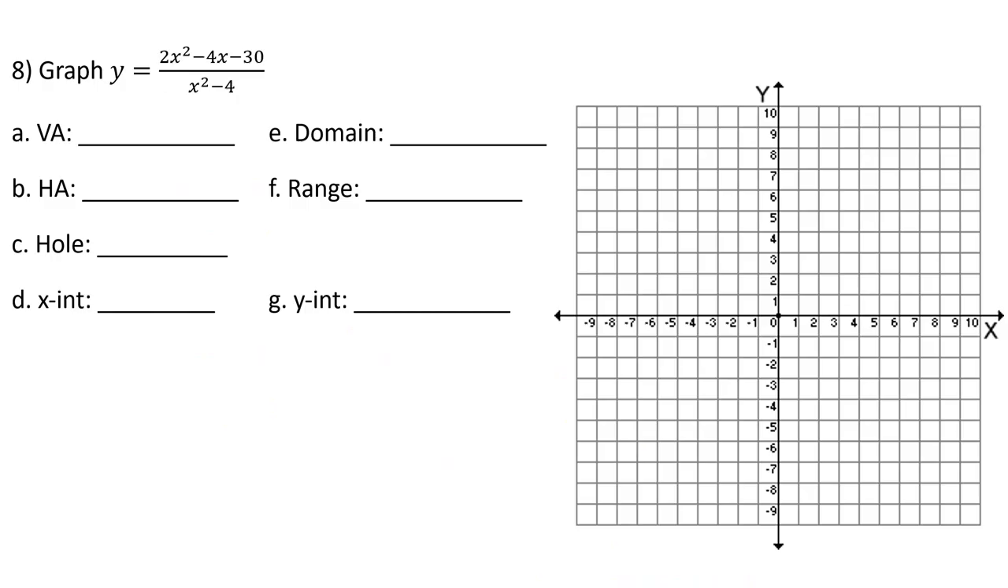All right, let's look at some graphing problems. So first thing we want to do when we see that our equation up here is unfactored is tackle the horizontal asymptote.